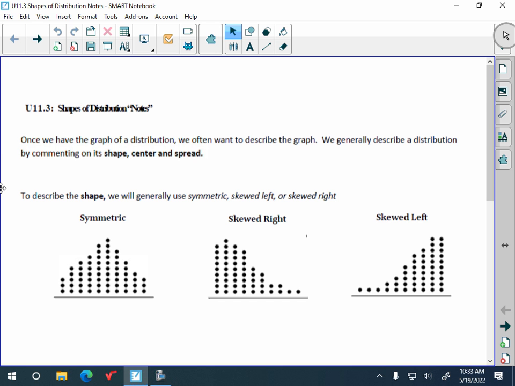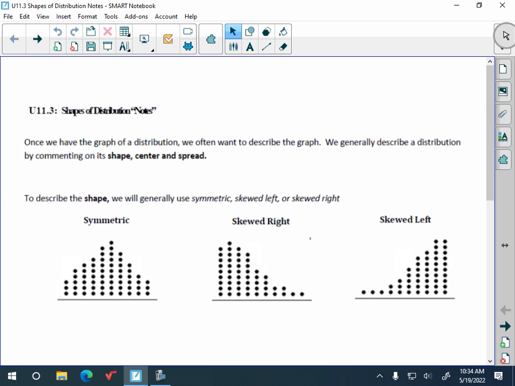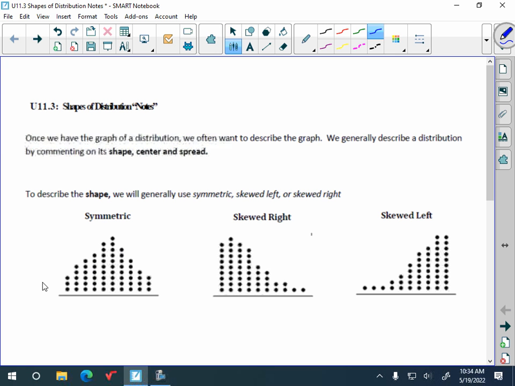We also call this a bell curve. Have you ever heard of the term bell curve? It kind of looks like a bell.